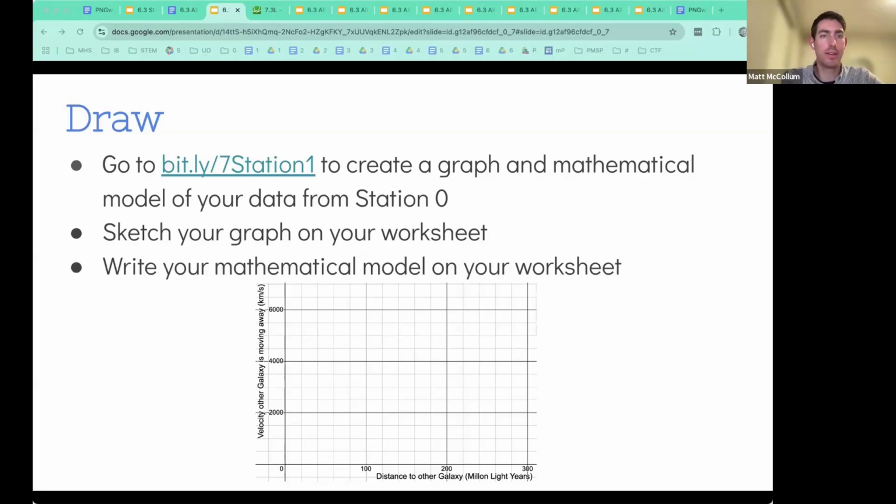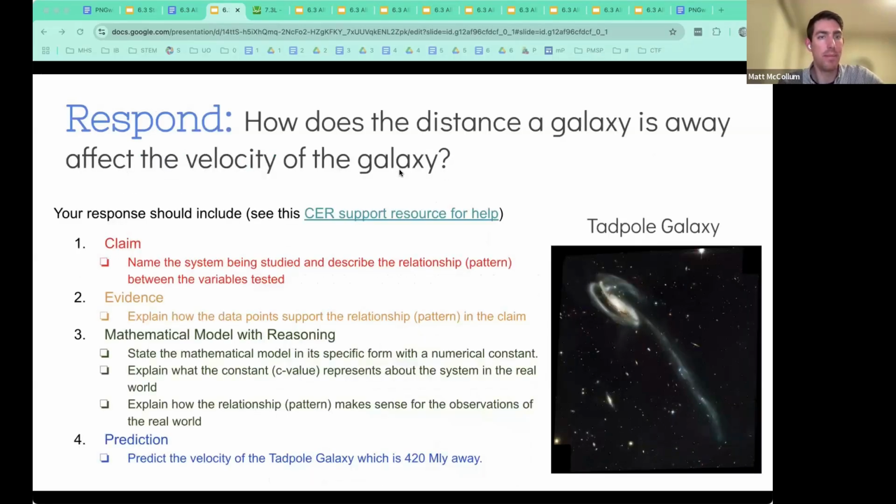And maybe just click the next slide on this one more down, Bradford, where they respond in the same way. How does the distance affect the velocity of the galaxy? Here is what they do. So it's very much spiraling with the other things that we've done in the course.